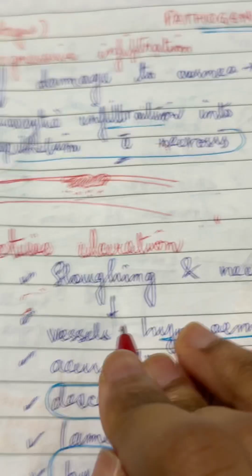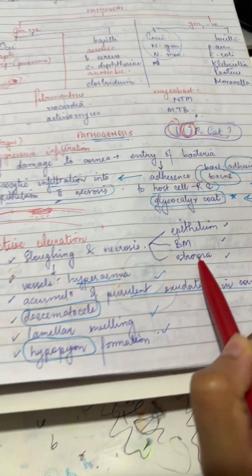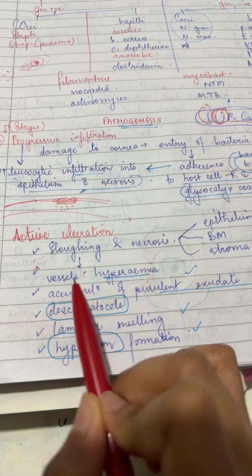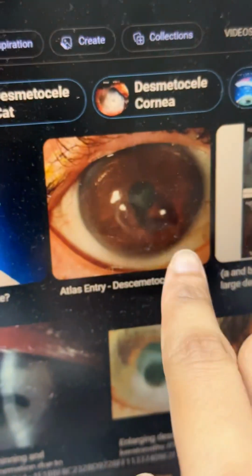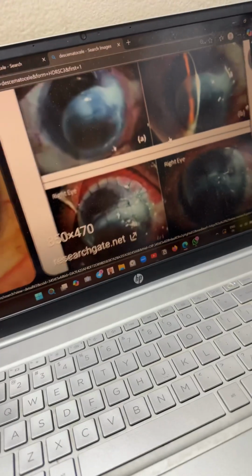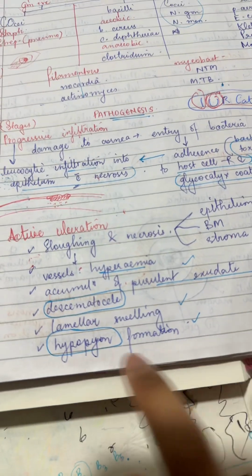Now active ulceration. So there will be sloughing and necrosis of the epithelium, basement membrane as well as the stroma, and there will be hyperemia of the vessels. Purulent exudate will accumulate in the cornea. You may see a descemetocele, basically the protrusion of the Descemet's membrane as a result of the damaged corneal stroma. Your infiltrated cells will also form hypopyon in the anterior chamber.